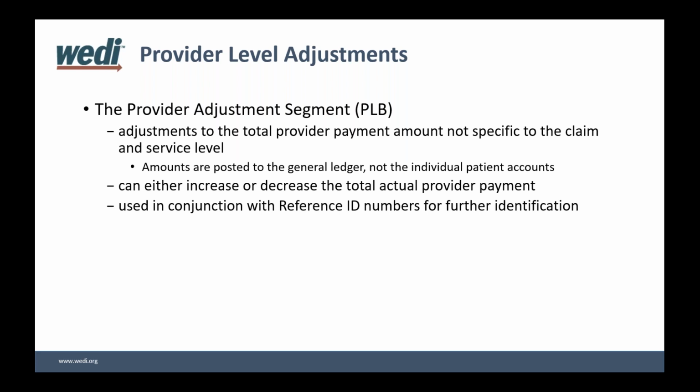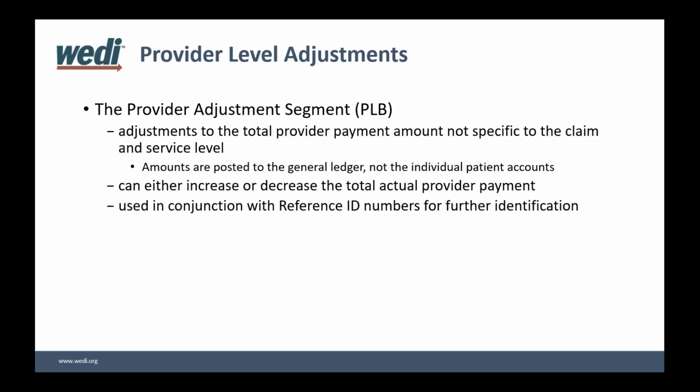And then the last level of adjustments are what everyone loves, and they're the provider level adjustments. The segment in the 835 is called the PLB segment. These are adjustments that affect the total provider payment amount. They are not specific to a claim or service. Now, what that means is this set of adjustments cannot be included at the claim level, because if they were, it would throw the accounts receivable off.